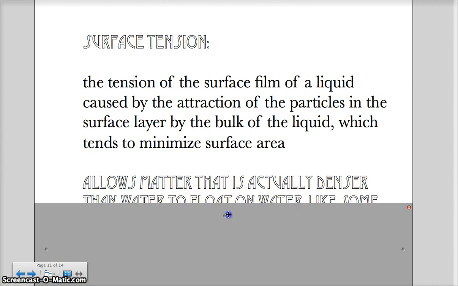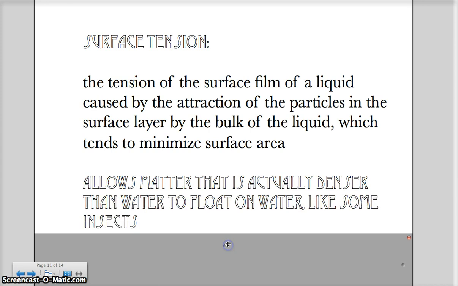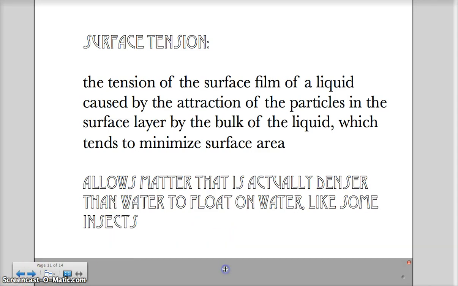So this surface tension allows matter that is actually denser than water to float on water, like certain insects. There's water striders and some other things. A lizard, I do believe it's referred to as the Jesus lizard. I don't know the actual scientific name. These can move on water because water has a high surface tension, not because they actually have a density less than water.